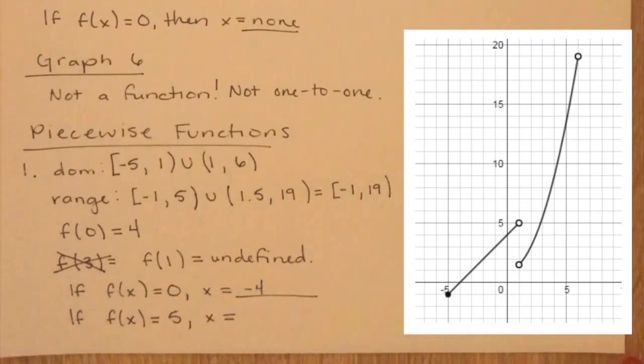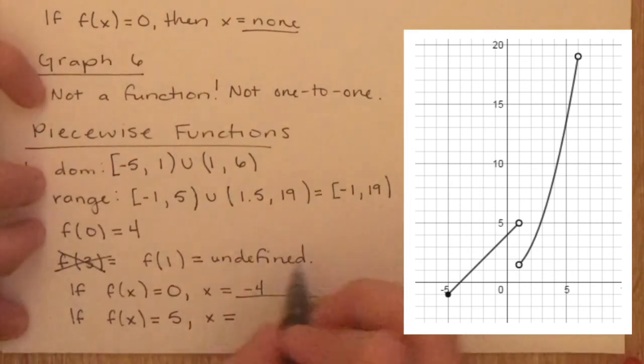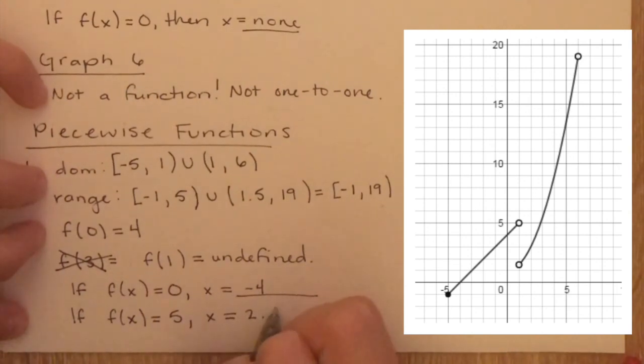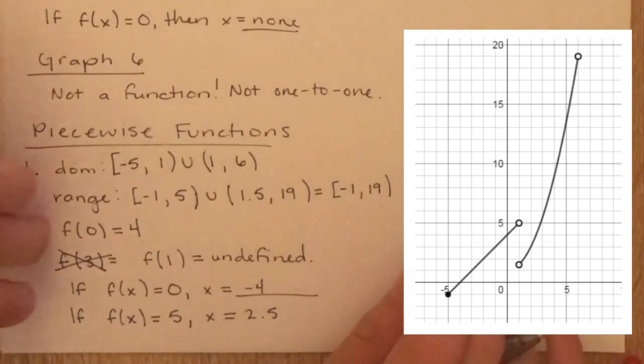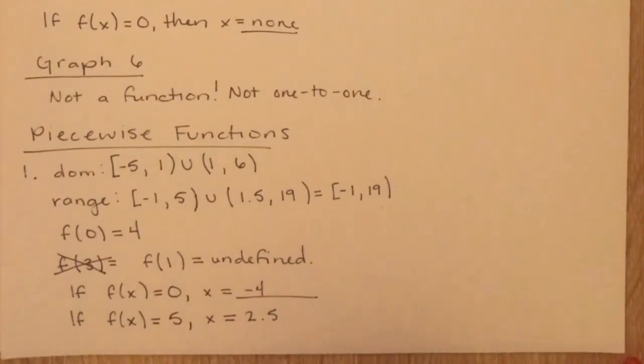So what's the x value? Does the first one count? Does that open point count? Is that an x value that gives us a y value of 5? No, it is not, because it's an open point, right? It's not included. So our only x value that gives us 5 is 2.5-ish.